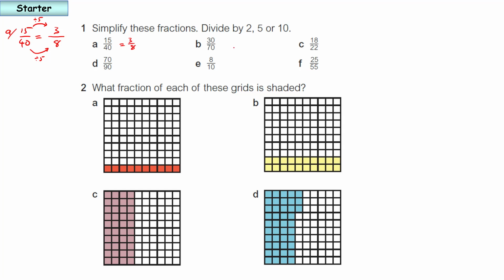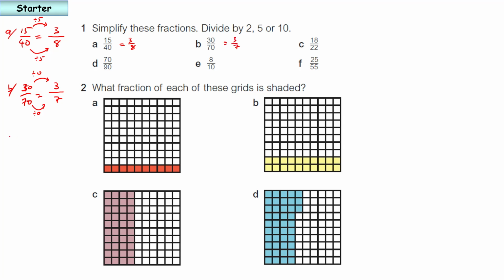Okay, make sure you show your workings. For B, 30 over 70. And what goes into the numerator and the denominator? That would be 10. 30 and 70 are both in the 10 times table. 30 divided by 10 is 3. 70 divided by 10 is 7. So that's going to be 3 over 7.